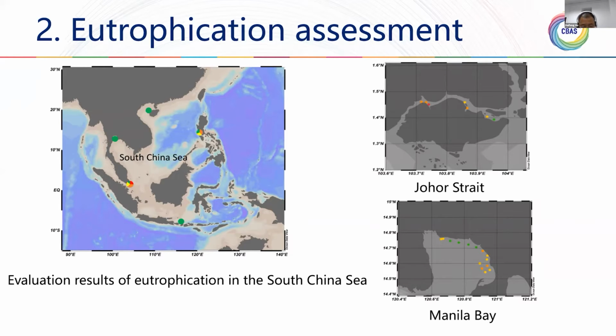And 3 showed moderate eutrophication, as shown in brown, and 2 showed slight and no eutrophication, respectively. 3 stations in Manila Bay showed moderate eutrophication, as shown in brown, and 7 showed slight eutrophication, as indicated in yellow, and 4 had good water quality, as shown in green.